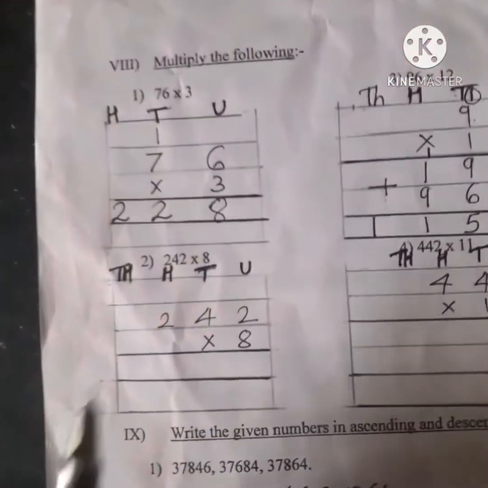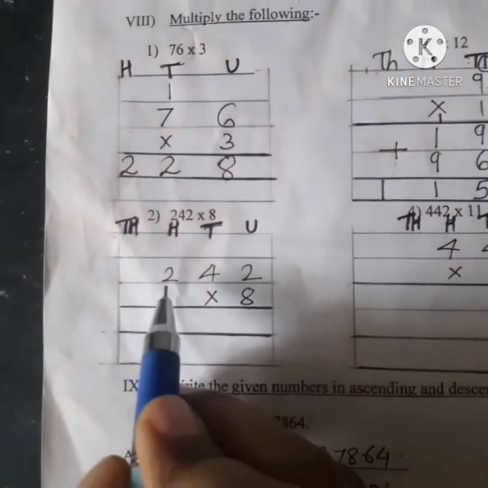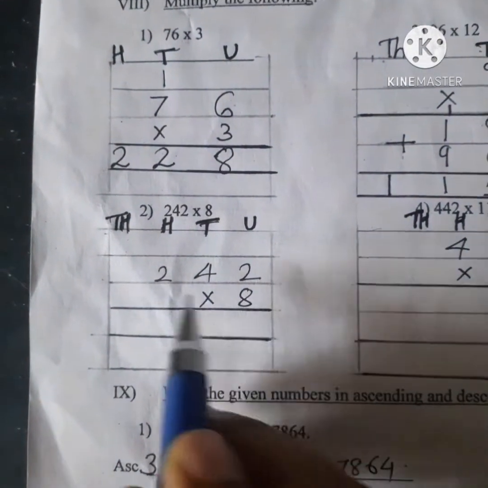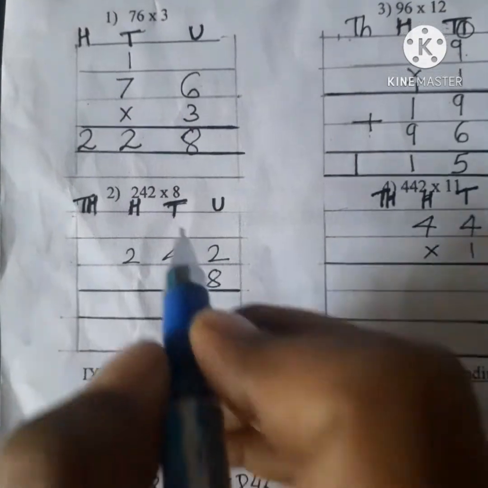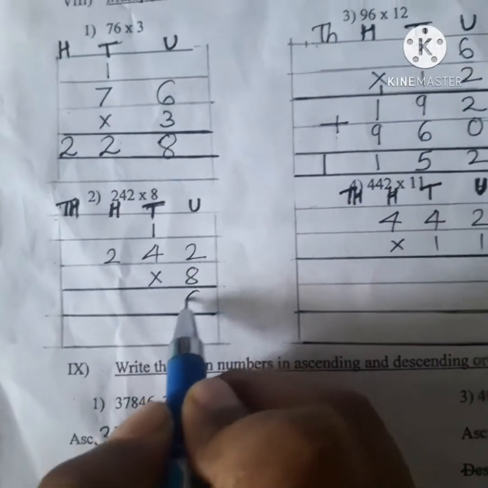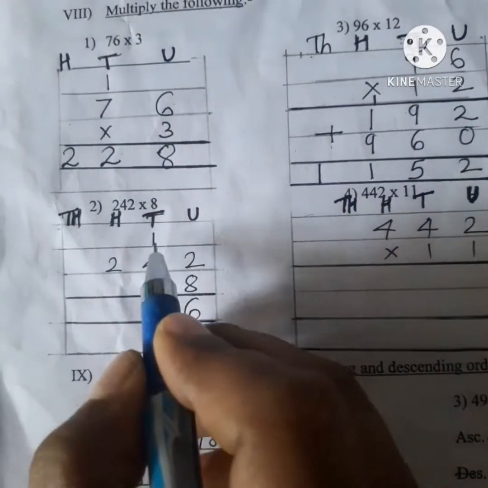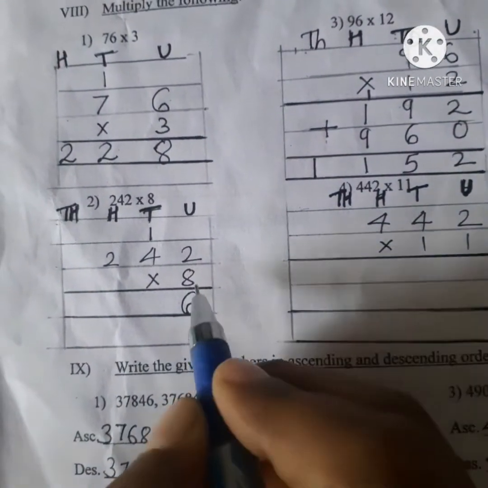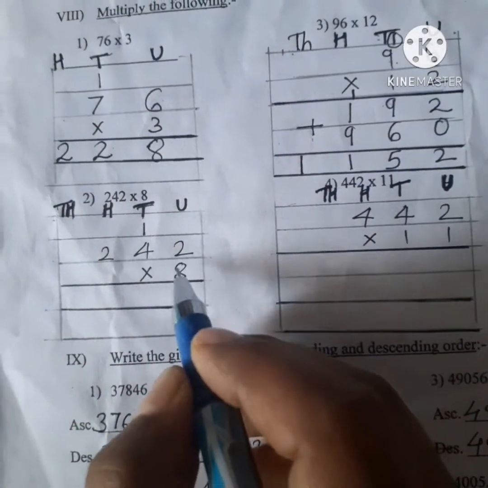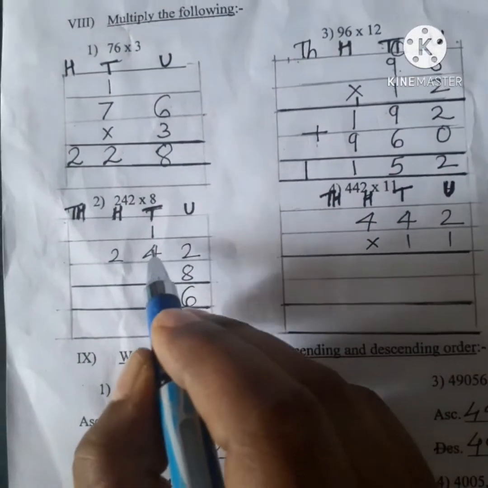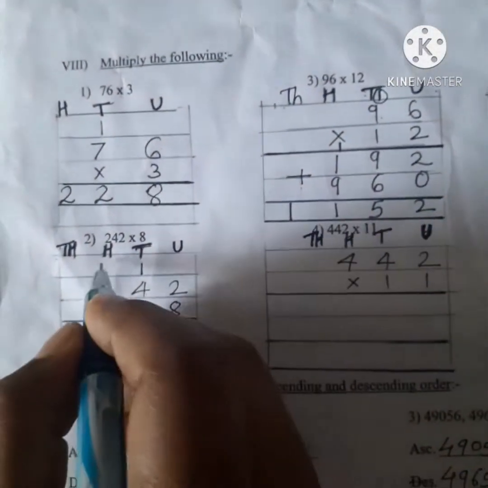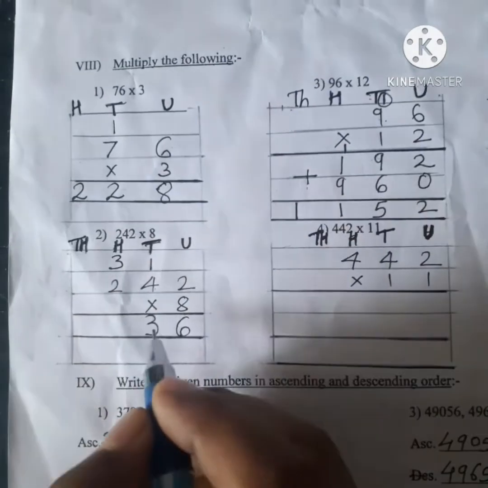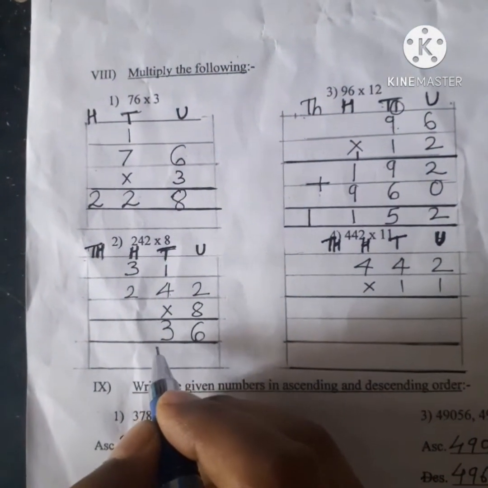Now question number 2. See, 242 multiplied by 8. This is 3 digit with 1 digit. So let's start. 8 2s are 16. 1 you will write here and 6 you will write in unit place. 1 in tens place, 6 in unit place. After that 8 4s are 32. 32 plus 1, 33. 3 you will write in 100 place, carry. And this 3 you will write in tens place.